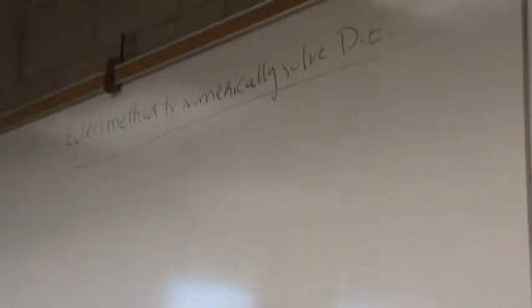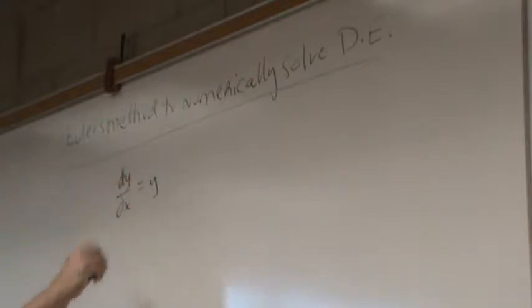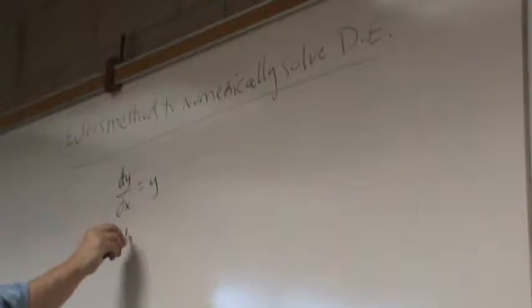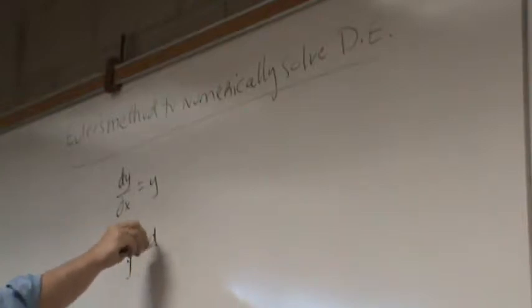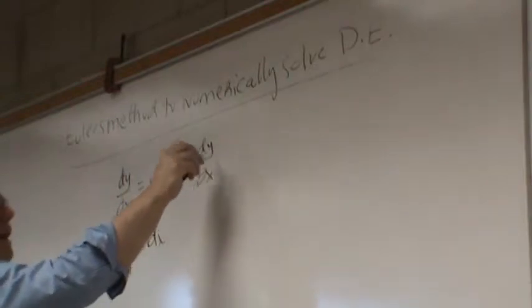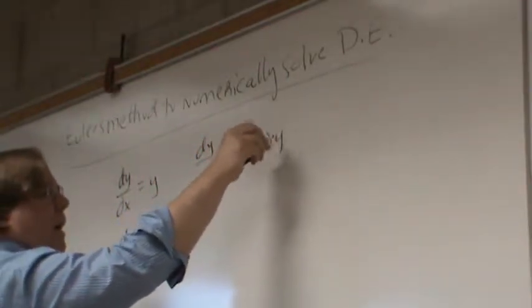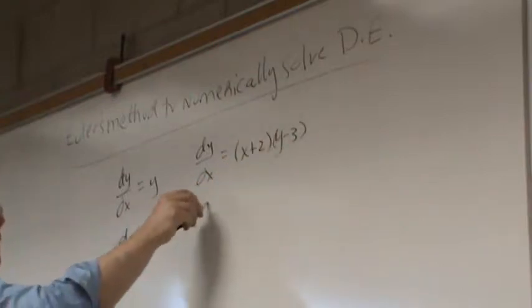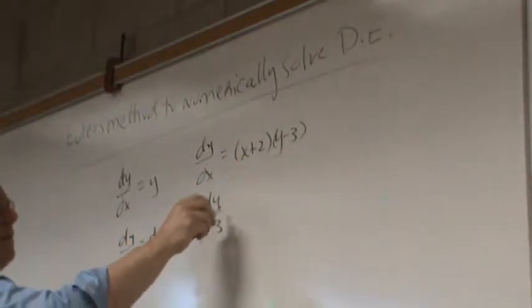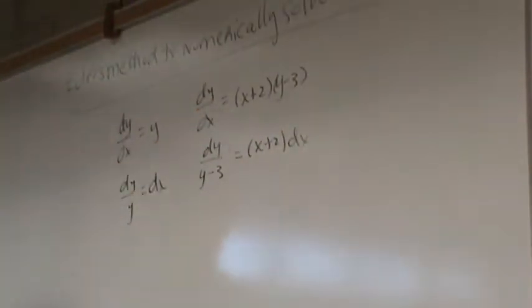And now don't write this down, this is just intro, but we've got a situation where if I have dy/dx equals y, you can solve that because you can get the y on one side and have your dx on the other. Or if I had dy/dx equals x plus 2 times y minus 3, the same thing. You can get your y's on one side, your x's on the other side, and you can take the antiderivative of both sides.